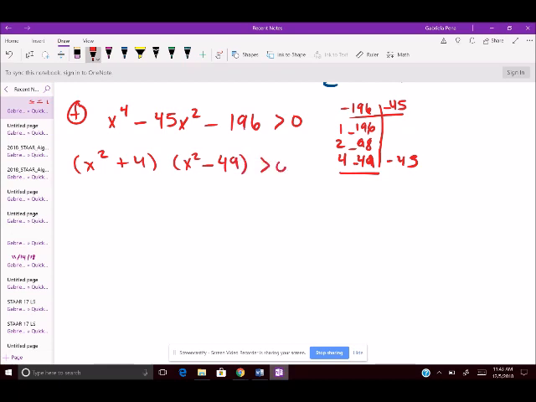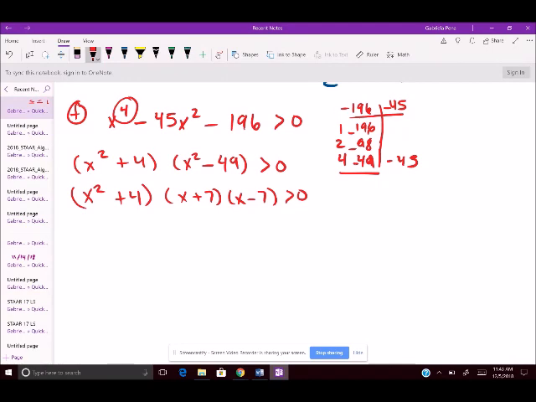Now, why are we using x squared? Because this is a 4th power, so keep that in mind. But guess what? There's a difference of squares. Very good. So we have x squared plus 4 times x plus 7 and x minus 7 because of that difference of squares. And we can't do anything with the x squared plus 4, so that one stays.